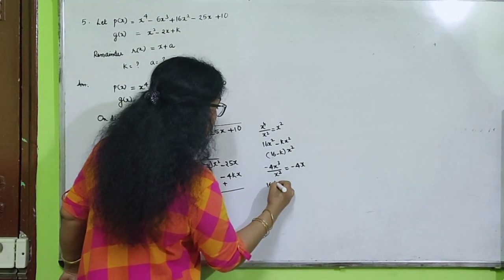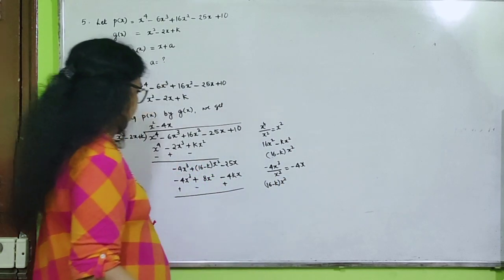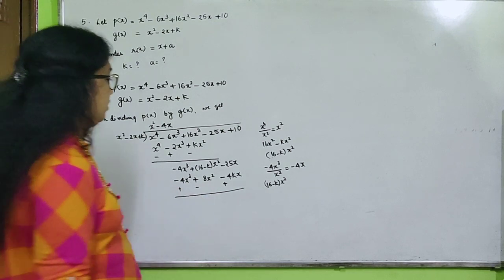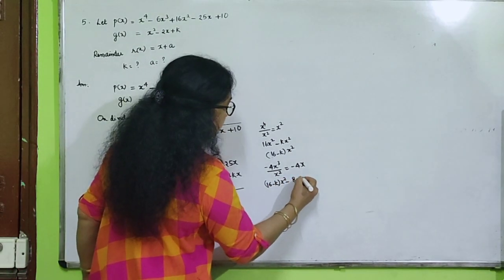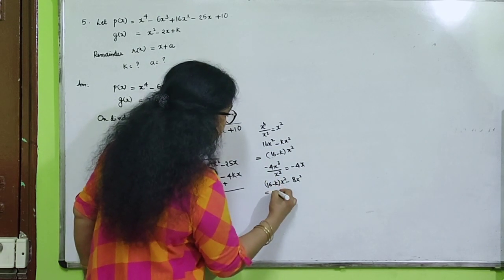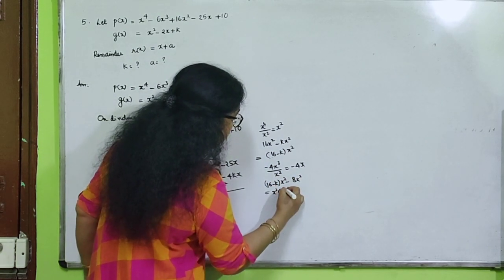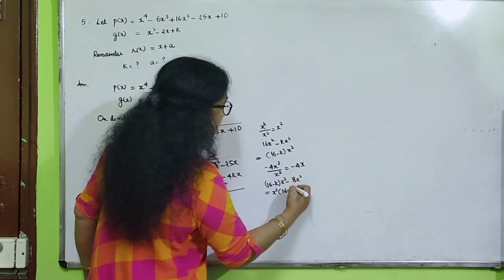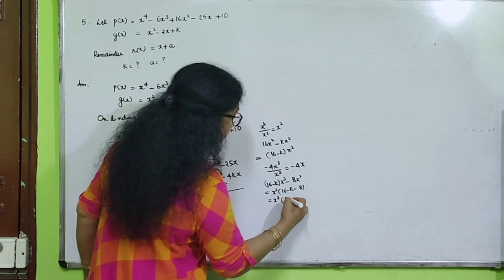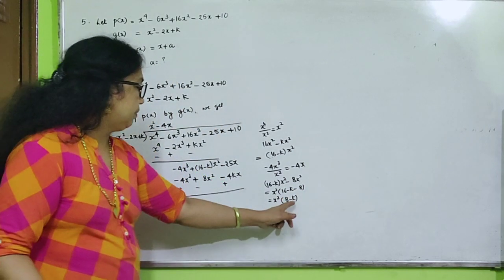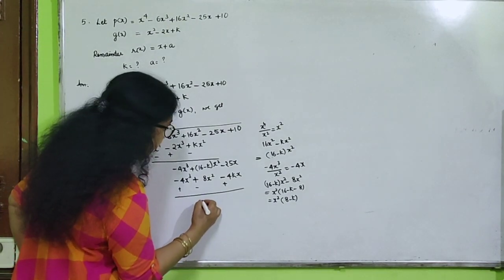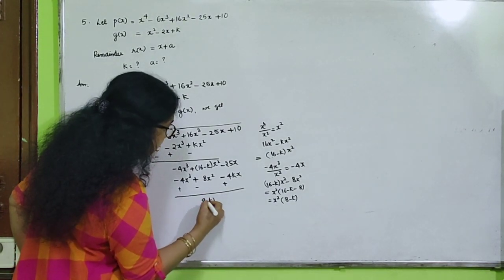16 minus k into x square. What is the sign here? Minus. So minus 8x square. Like this, right? Equal to x square taken as common. What is remaining here? 16 minus k. What is remaining here? Minus 8. So x square, 16 minus 8, 8, 8 minus k. Means 8 minus k x square. Subtraction you get. So 8 minus k, first integer, 8 minus k x square.